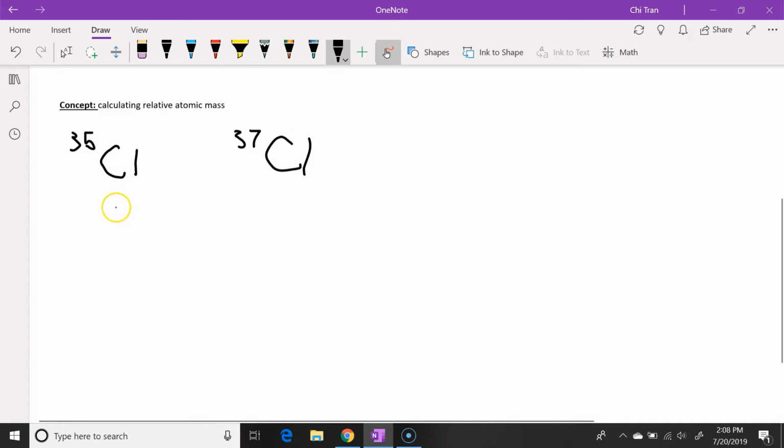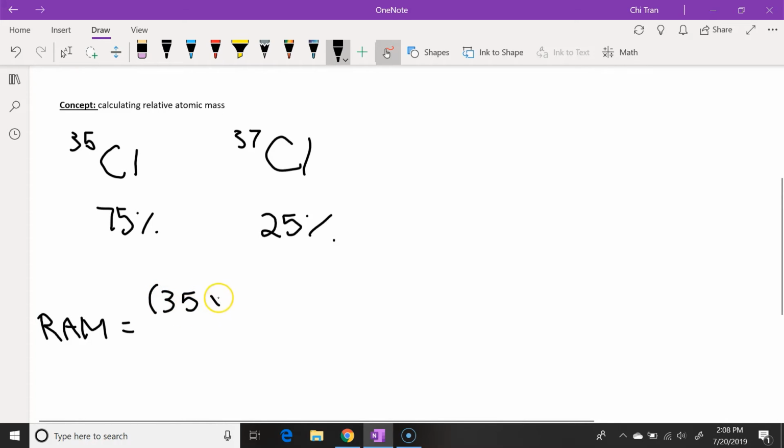So in one sample, there is 75% of chlorine-35 and 25% of chlorine-37. So to calculate relative atomic mass, let's abbreviate that as RAM. First, we need to assume there's 100 parts, as it will be easier to work with when we have a percentage. So we would take mass times the relative abundance of each isotope and add them all together.